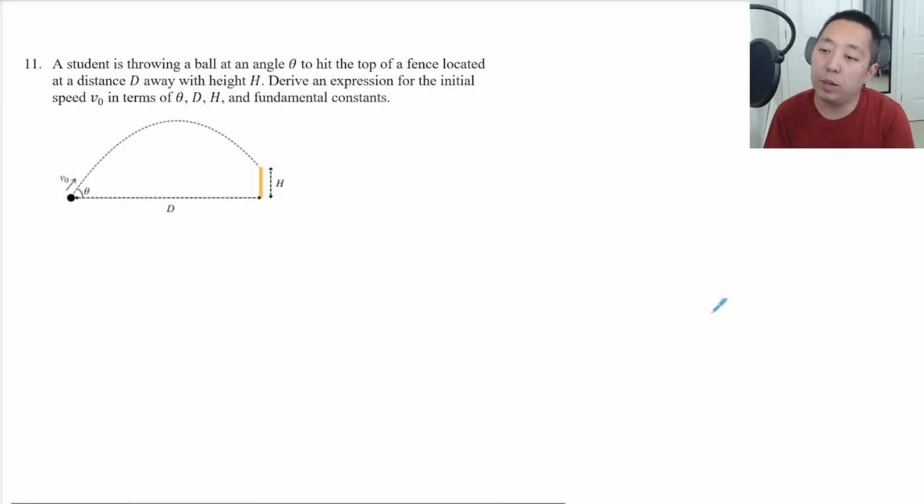A student is throwing a ball at an angle theta to hit the top of a fence located at distance d with a height h. Derive an expression for the initial speed v0 in terms of theta, d, h, and fundamental constants.